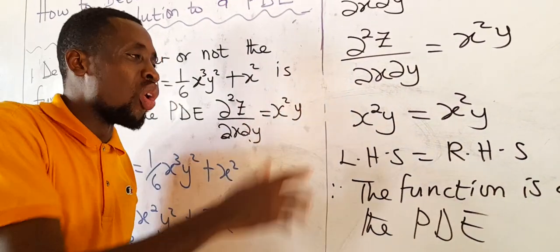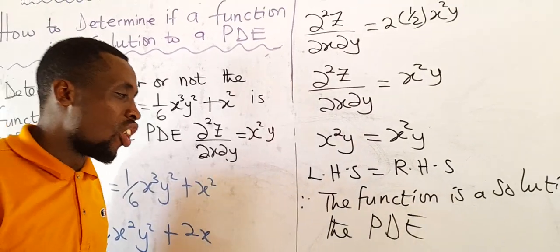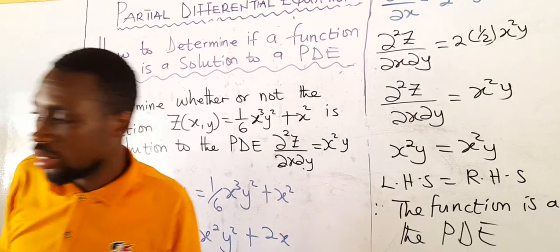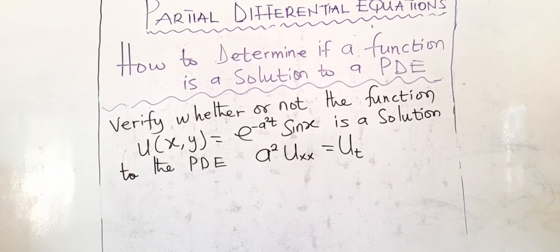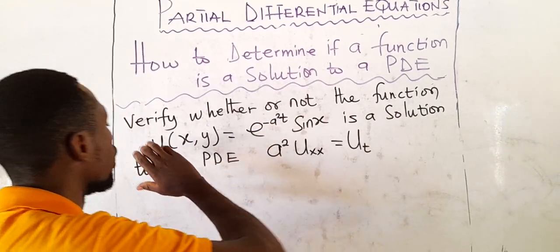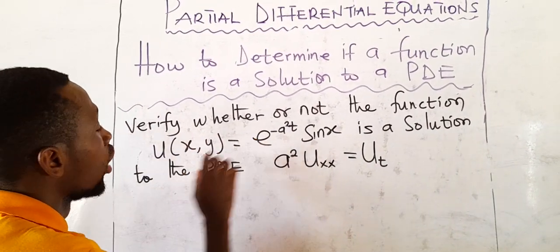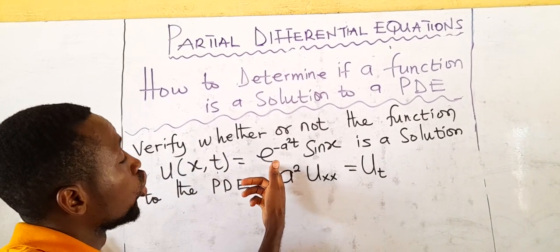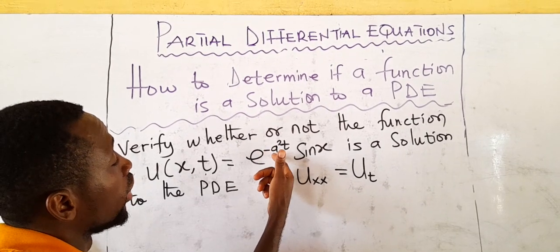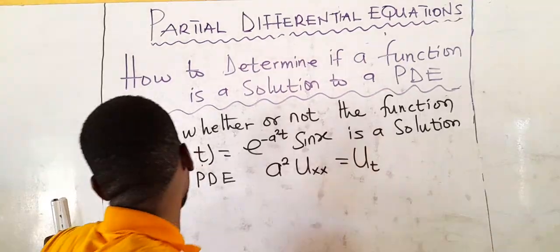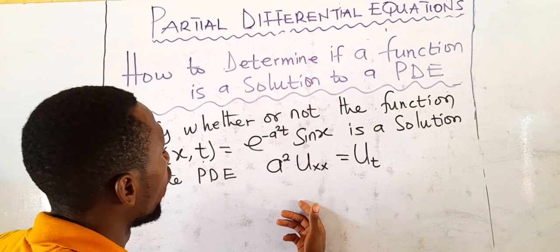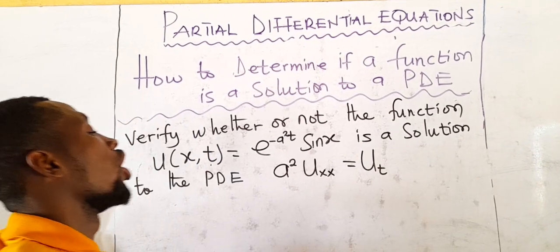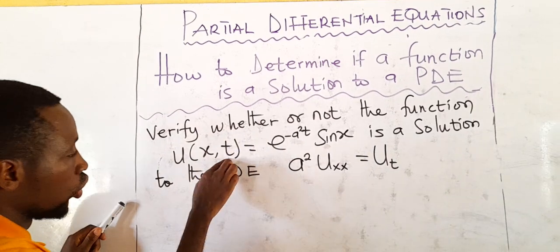We'll solve some more questions, maybe on exponential functions and trigonometric functions, so that you get a concept. Okay, so the next one. Verify whether or not the function u, which is dependent on x and t, is equal to e to the power a squared t sine x, is a solution to the PDE a squared times the second partial derivative of u with respect to x equal to the partial derivative of u with respect to t. So what do we do?